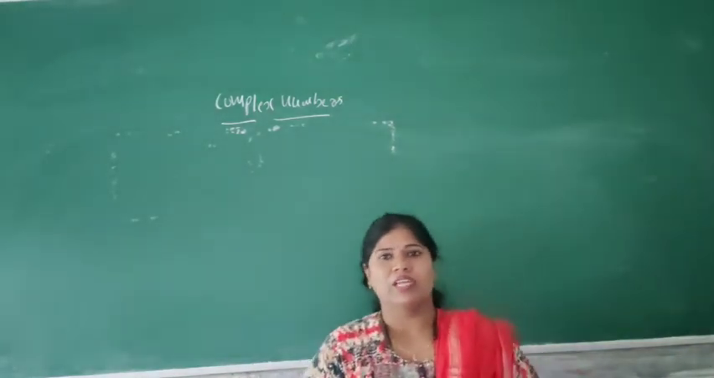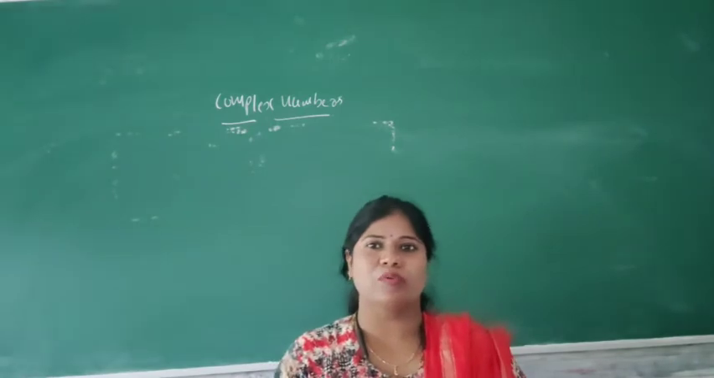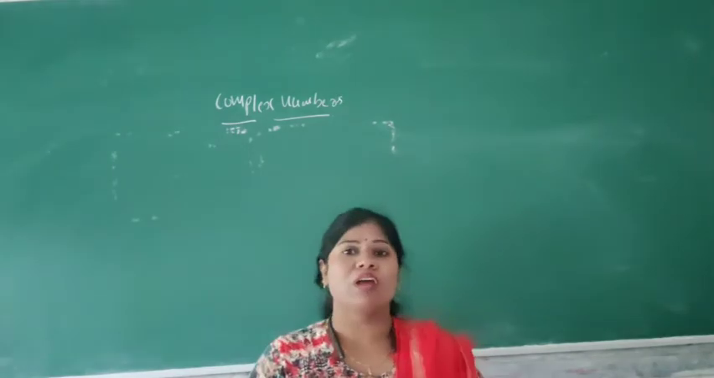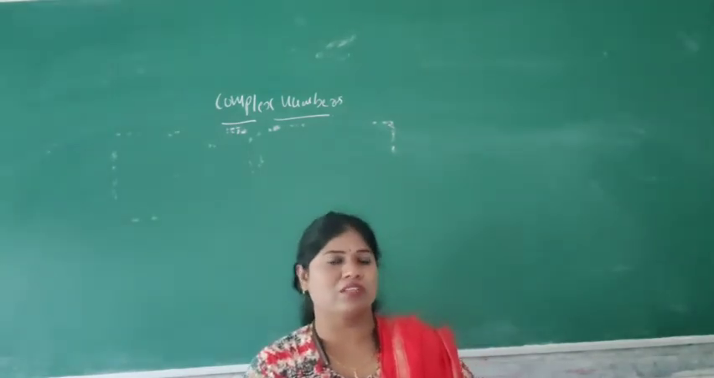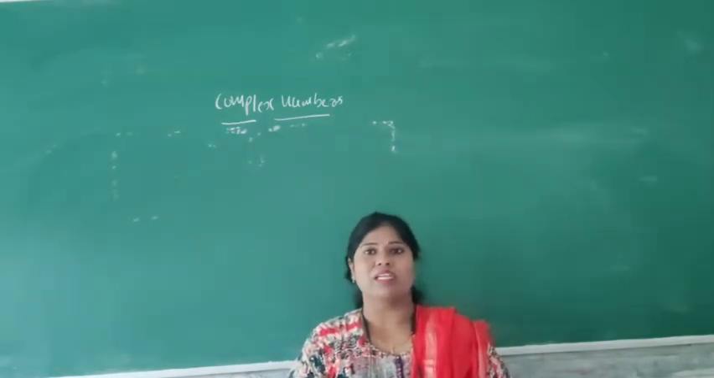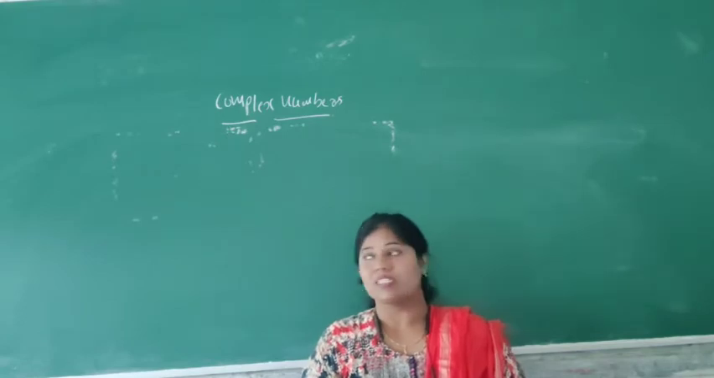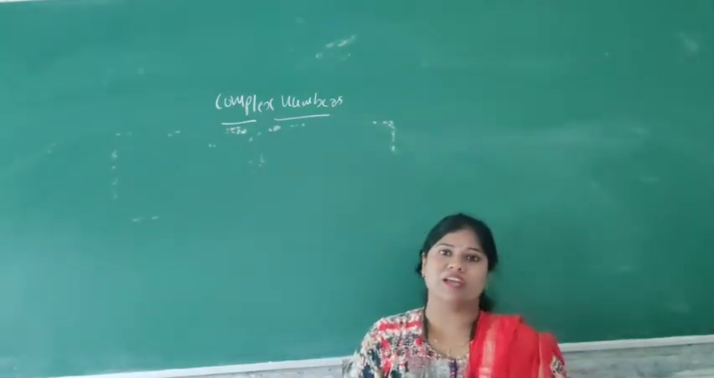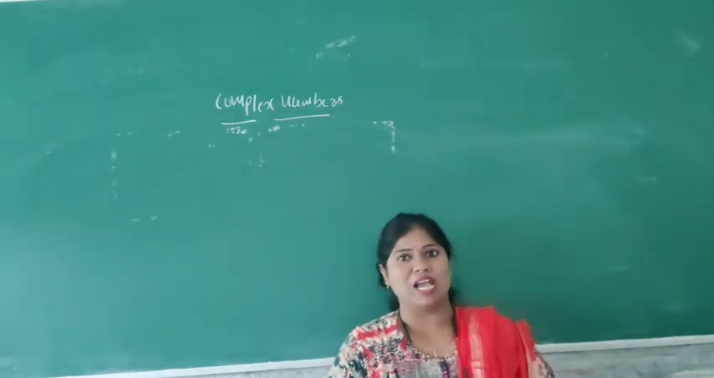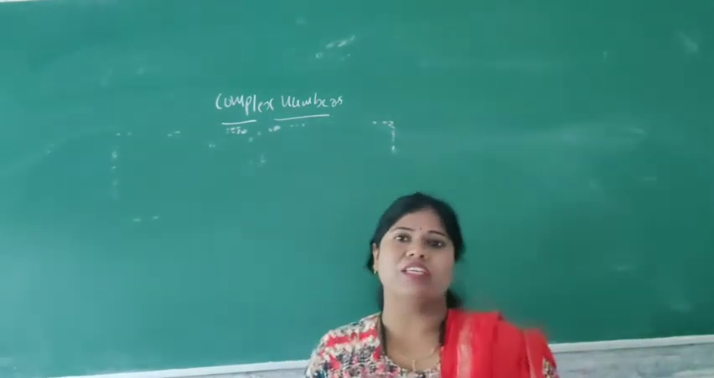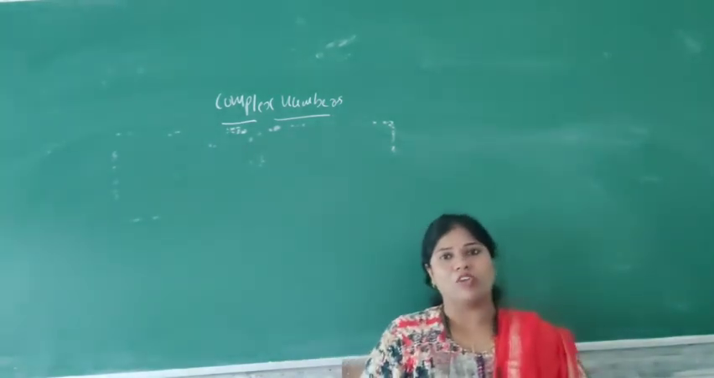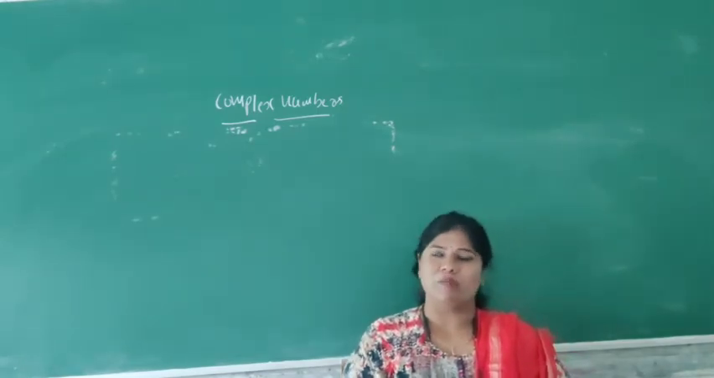Good morning, students. In the previous class, we discussed complex numbers, including the polar form of a complex number. Any complex number can be expressed in the form z = r(cos theta + i sin theta), where r is called the modulus of the complex number and theta is called the argument or amplitude of the complex number.